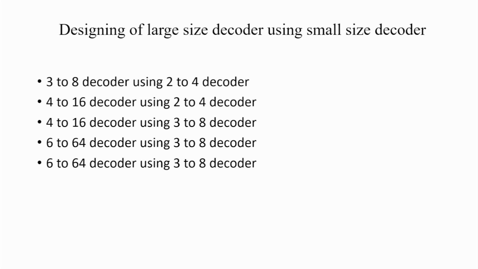So, first we discuss designing a large size decoder using a small size decoder. Our target is to design a 3 to 8 line decoder, and the given chip is a 2 to 4 decoder, and with the help of this decoder we design a 3 to 8 decoder. Similarly, a 4 to 16 decoder by using a 2 to 4 decoder, a 4 to 16 decoder by using a 3 to 8 decoder, similarly a 6 to 64 decoder using 3 to 8, a 6 to 64 decoder using a 4 to 16 decoder and so on. So, let us discuss one by one how we design a 3 to 8 line decoder.